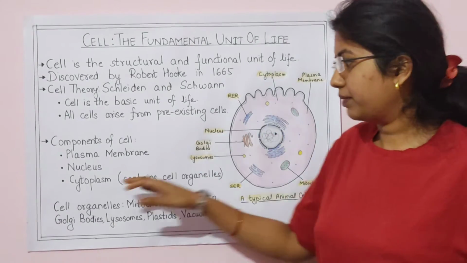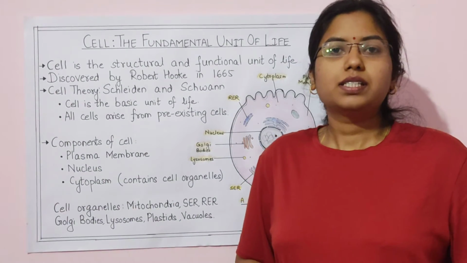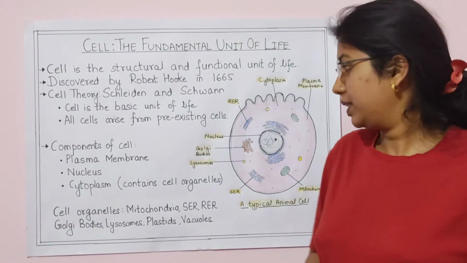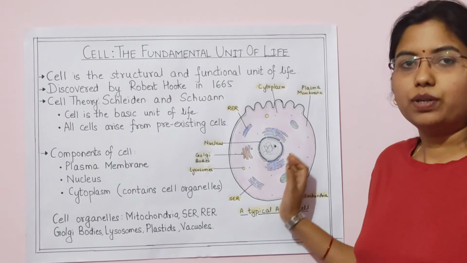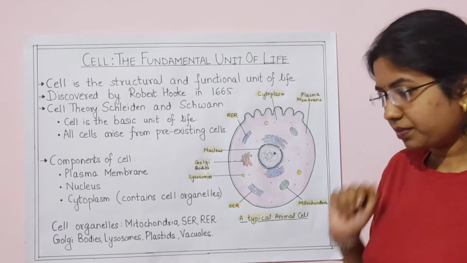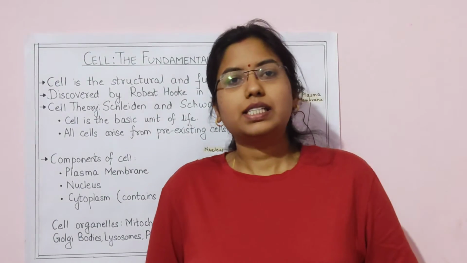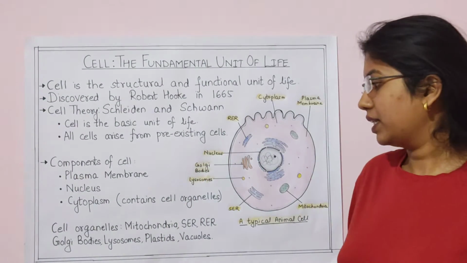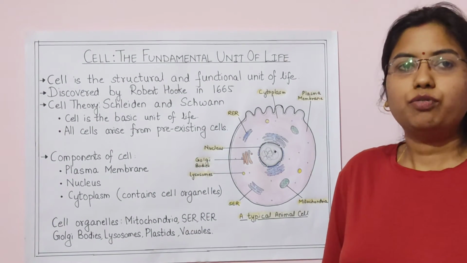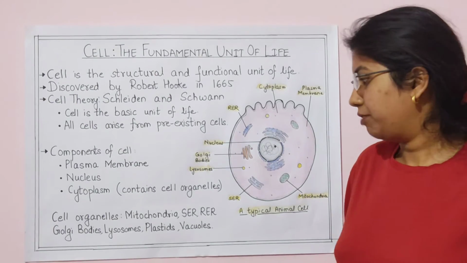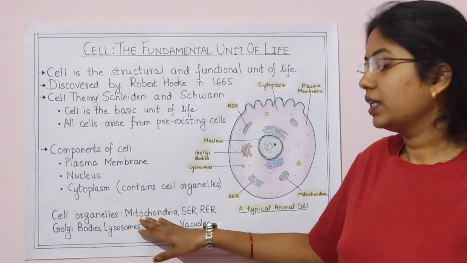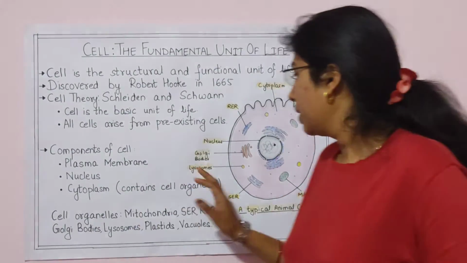Now, we come to the cytoplasm. Cytoplasm is a fluid-like material in which all the cell organelles float. Now we'll be talking about the cell organelles. So cell organelles are the membrane-bound structures which perform specific functions. So first one here is the mitochondria.